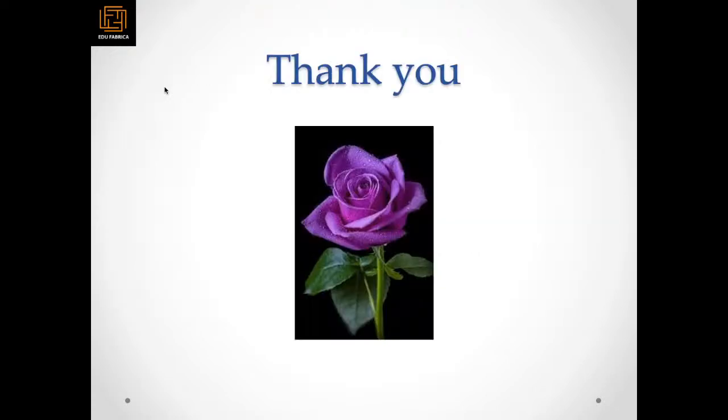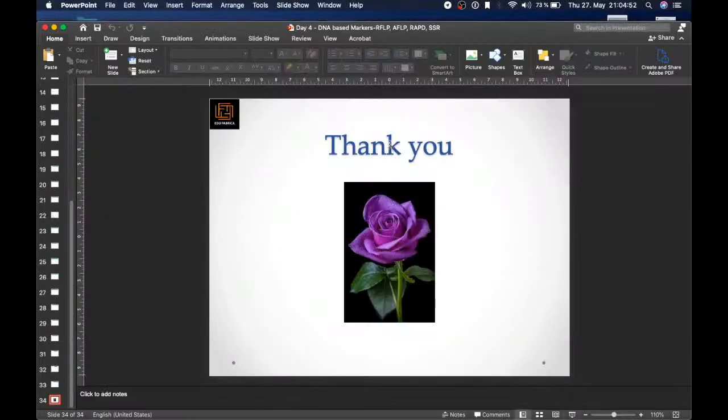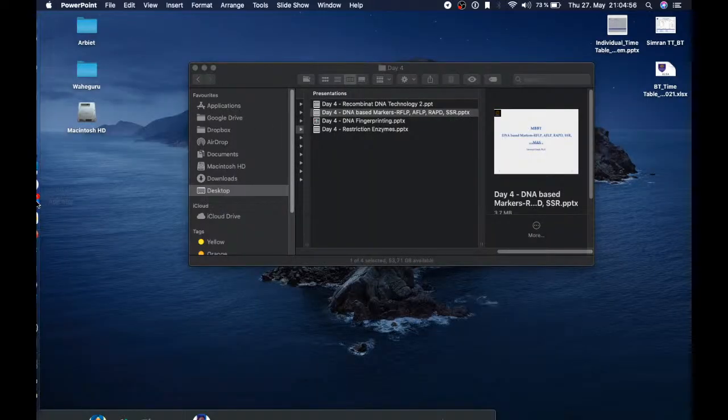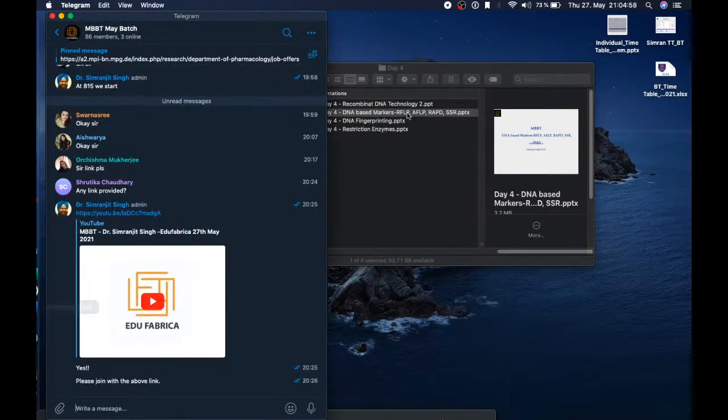So, thank you very much. This was the part of the DNA based markers where we have discussed in detail RFLP, AFLP, RAPD, SSRs.